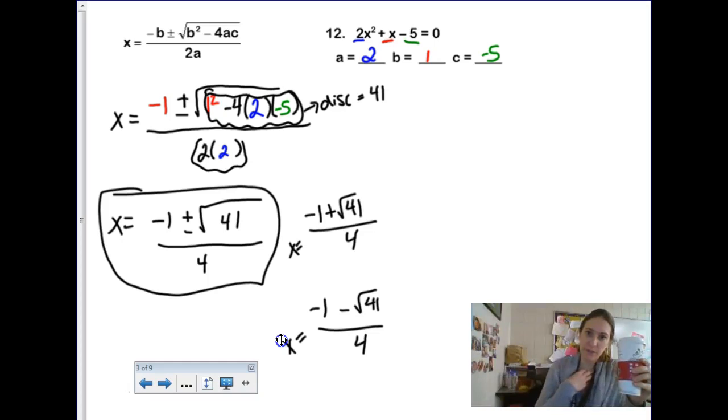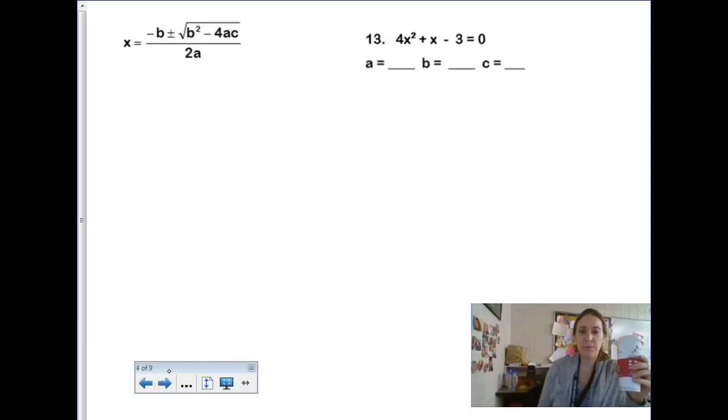Alright, so the next question is similar in style, where we have to look at the quadratic, the original setup, and make sure it's in standard form, which it is, ax squared plus bx plus c. So our a value is a 4, our b value is 1, again, and our c value is negative 3.